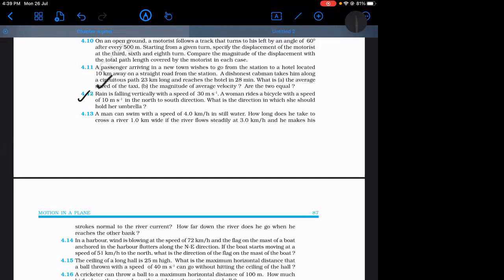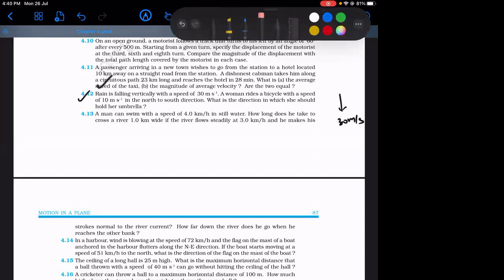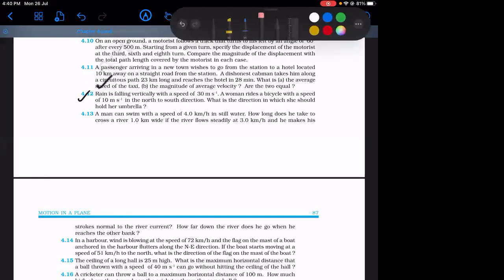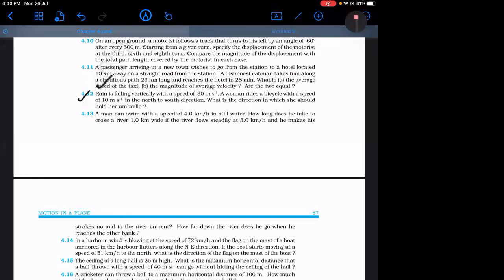So rain is falling vertically with a speed of 30 meters per second. A woman rides a bicycle with a speed of 10 meters per second in the north to south direction. There is actually a tricky question. Let's see how many of you are able to solve. Unlike the previous question, this has some difference. You guys try and tell me.